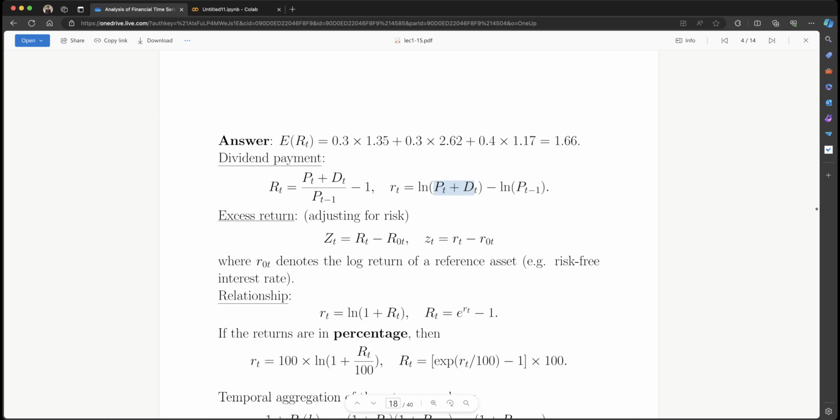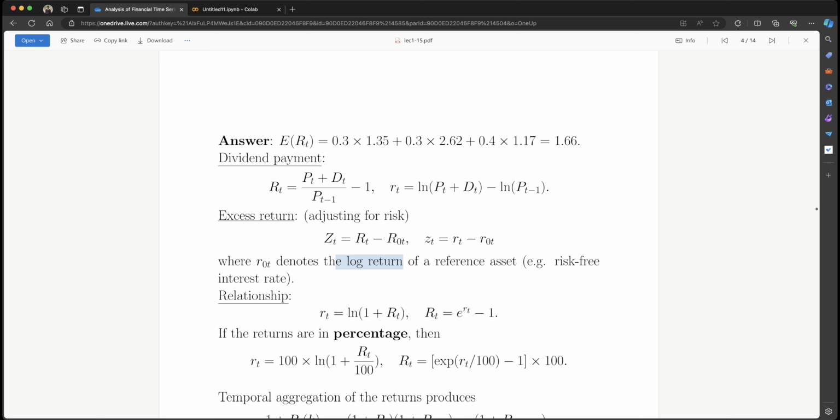Now we have another important concept in finance, excess return, adjusted for risk. It is return over a benchmark. Here the excess return ZT is RT minus R0T, where R0T is the benchmark return of a reference set. Or in log, this is more exact: small rt minus small r0t, where r0t denotes the log return of the reference set or benchmark asset. For example, a risk-free interest rate. For an equity fund manager, the benchmark would be like the S&P 500, and for Korea it is the Kospi 200.